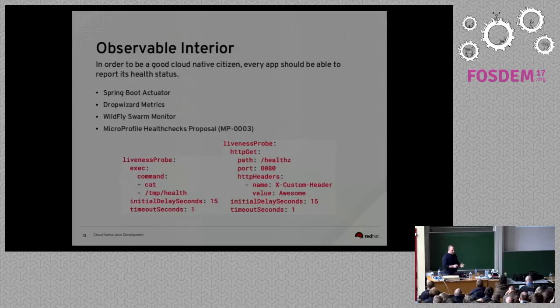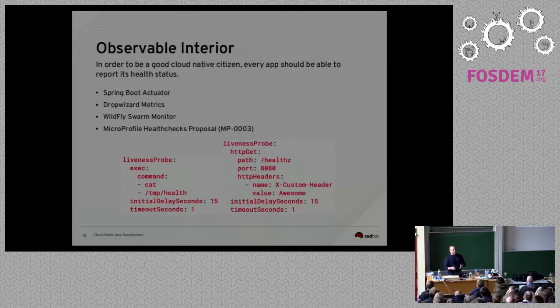Now, for your application to be cloud native or to run on Kubernetes or similar environments, it needs to provide certain capabilities. And the first one is it has to be observable. What I mean by that is it needs to have endpoints where the managing platform can check its health status. We can see that popular projects such as Spring Boot, Dropwizard, WildFly, they all have libraries which allow you to expose the health status of your application. So your application needs to tell that it's healthy, that it started, et cetera.